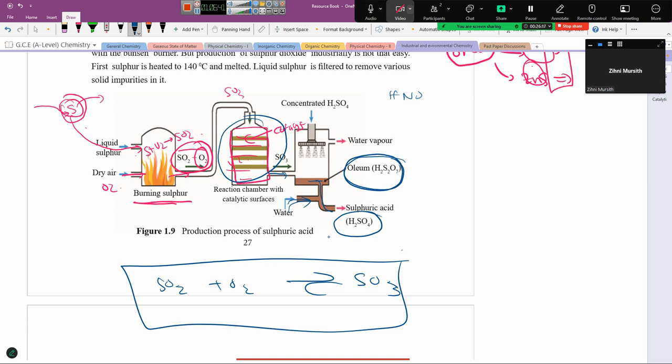So you should remember that for the production of sulfuric acid, we need a little amount of sulfuric acid.